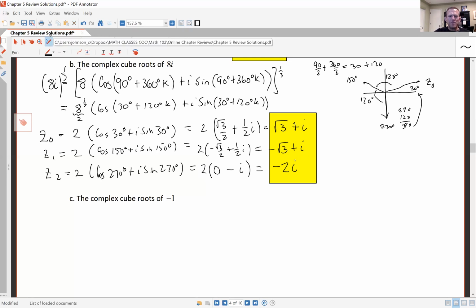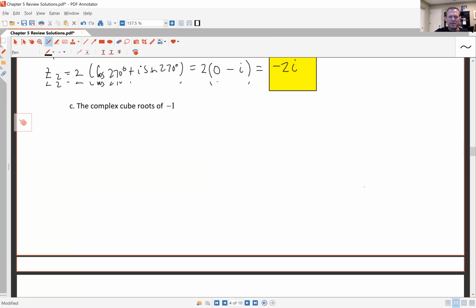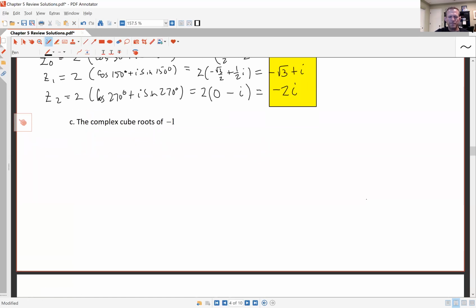Now, the last one's the complex cube roots of negative 1. So remember, by finding the complex cube roots of negative 1, we're solving the equation x cubed equals negative 1. You learned how to do this in algebra. However, I think doing it with De Moivre's theorem is so much slicker. It's kind of cool.